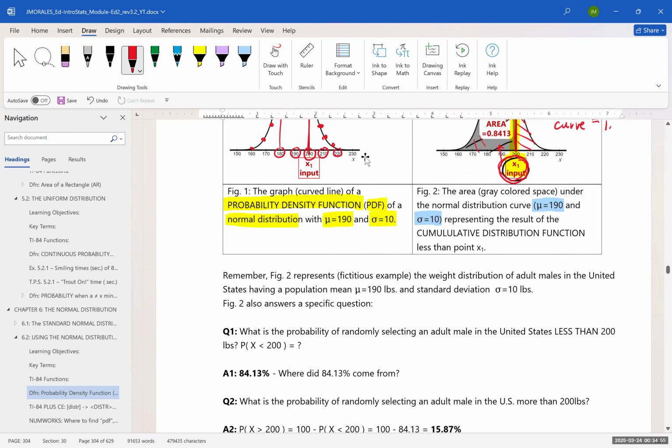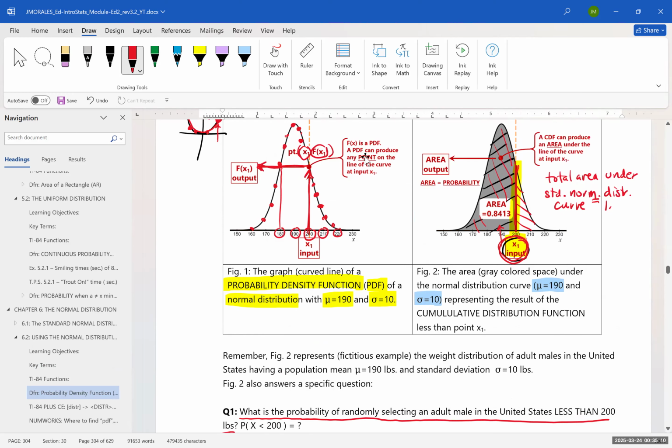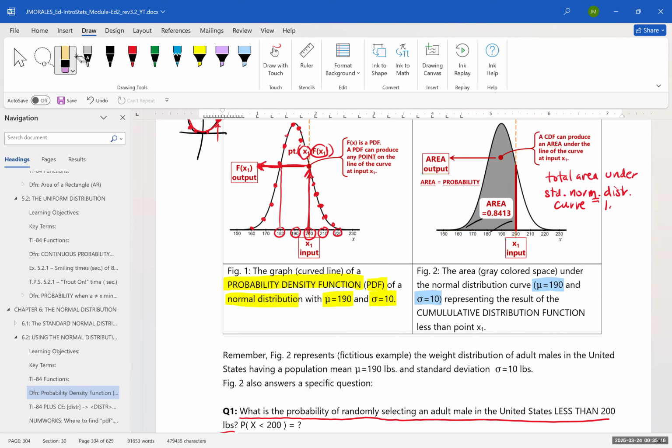All right, so the types of questions that a CDF can answer is, what is the probability of randomly selecting an adult male in the United States less than 200 pounds? So what we would do is we would come up to our normal distribution here, and we erase all this so it's clearer to read.